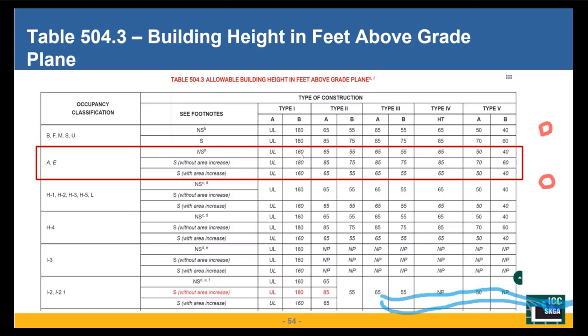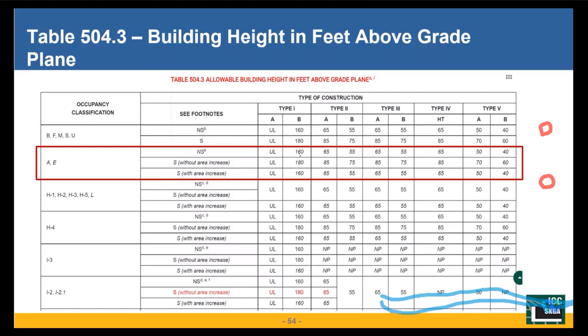Now let's stick with 1B. If it's 1B, you have 160 feet maximum height above the grade plane. If you equip it with a sprinkler system, then you can go up another 20 feet, to 180. But this is without area increase. But if you took advantage of the sprinkler system to increase your allowable area, you cannot double dip and you go back to the 160 as if the building is non-sprinklered. This is a fire marshal provision that made a change in the California Building Code. And in the IBC, you don't see that.